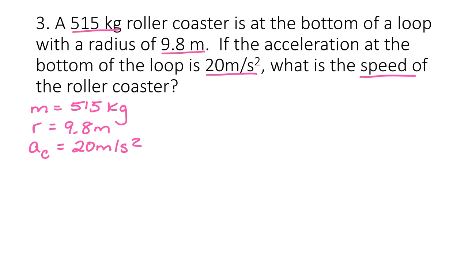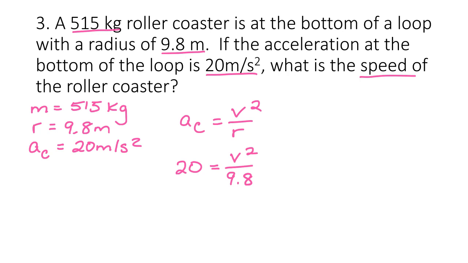Here we're going to still use our centripetal acceleration formula. Centripetal acceleration equals velocity squared divided by r. We know our acceleration, that's 20, and we're going to set it equal to velocity squared divided by our radius number of 9.8. And again, we don't happen to need the mass. That's okay.